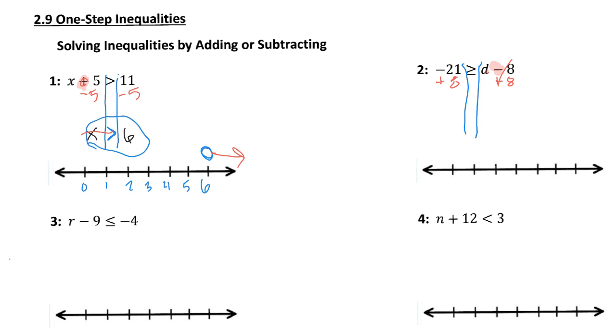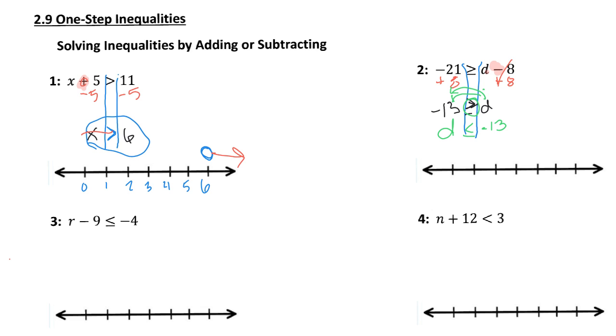Okay, so I'm left with D. Keep my inequality symbol how it is for now. And then this should be negative 13. But again, when I'm graphing, I need my variable first. So I need to flip-flop everything, including my inequality symbol. So it's D is less than or equal to negative 13.